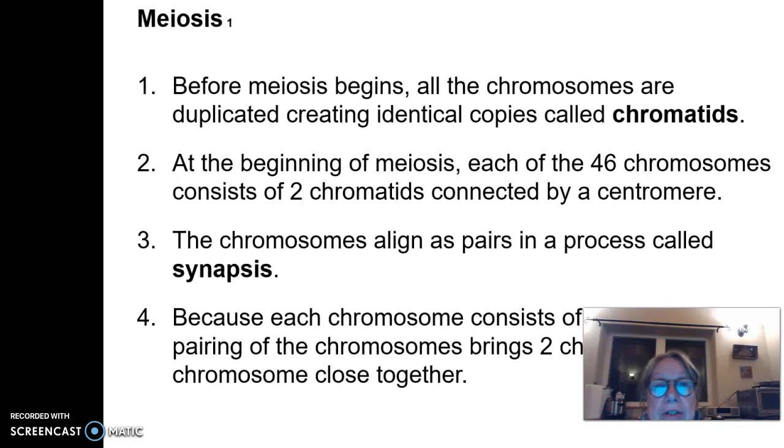Meiosis begins when all the chromosomes are duplicated, making identical copies called chromatids. At the beginning each cell has 46 chromosomes, each consisting of 2 chromatids connected by a centromere. It's just like a bridge. When these chromosomes align in pairs, it's called synapsis, similar to the synapse in the nervous system. Because each chromosome contains 2 chromatids, the pairing of the chromosomes brings 2 chromatids of each chromosome close together.